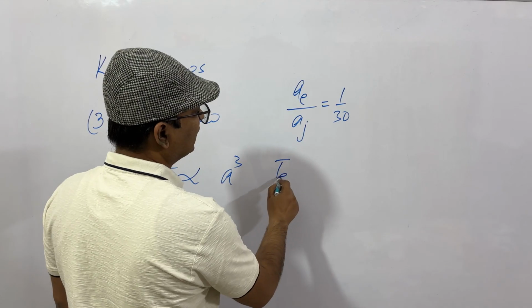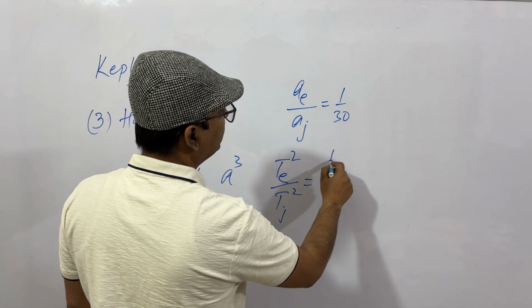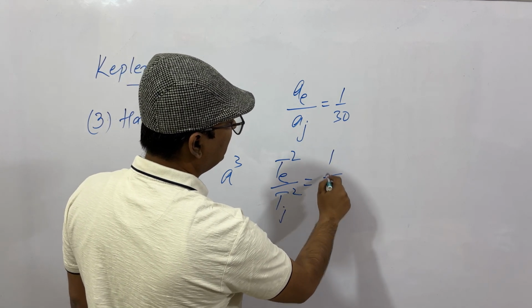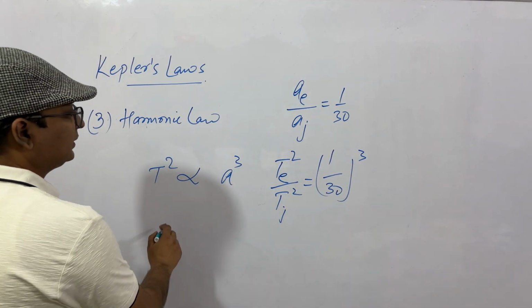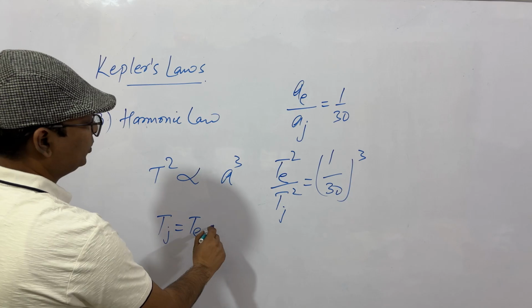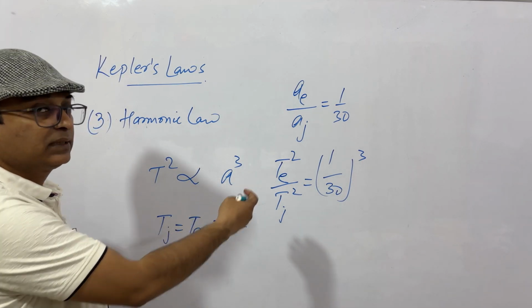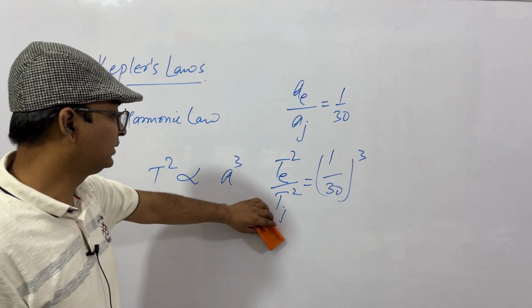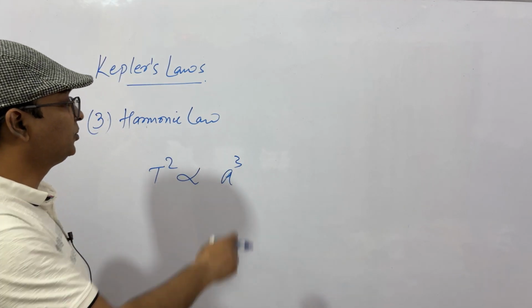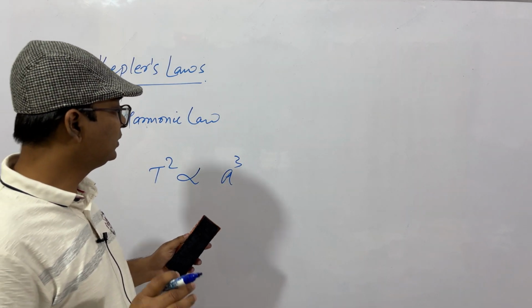So TE square by TJ square, where TJ is the time period for Jupiter, will be equal to AE by AJ cube, that is 1 by 30 cube. So TJ will be equal to TE times the cube of this ratio. You'll have figures given and you can find the answer: take 365.3 days, put in the value, and see what the value is for Jupiter. So these are the three laws given by Kepler. These laws should be understood and kept in mind.